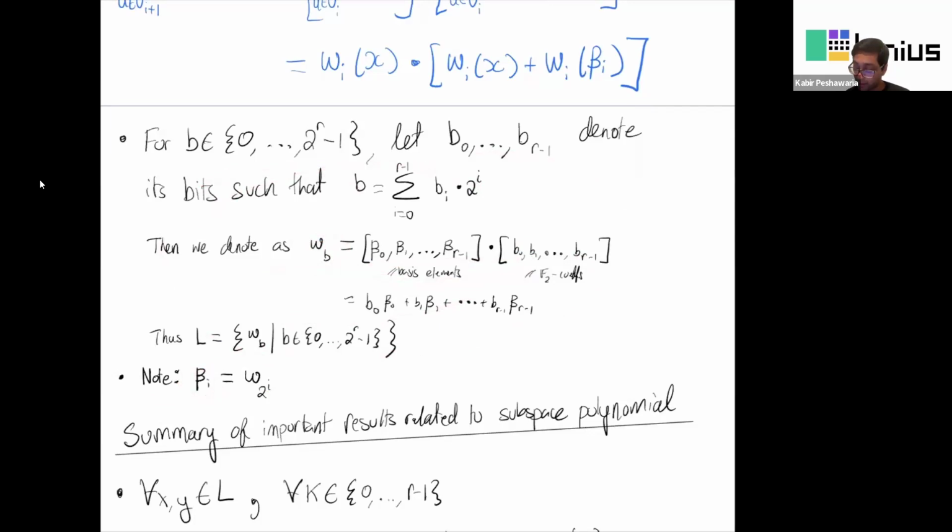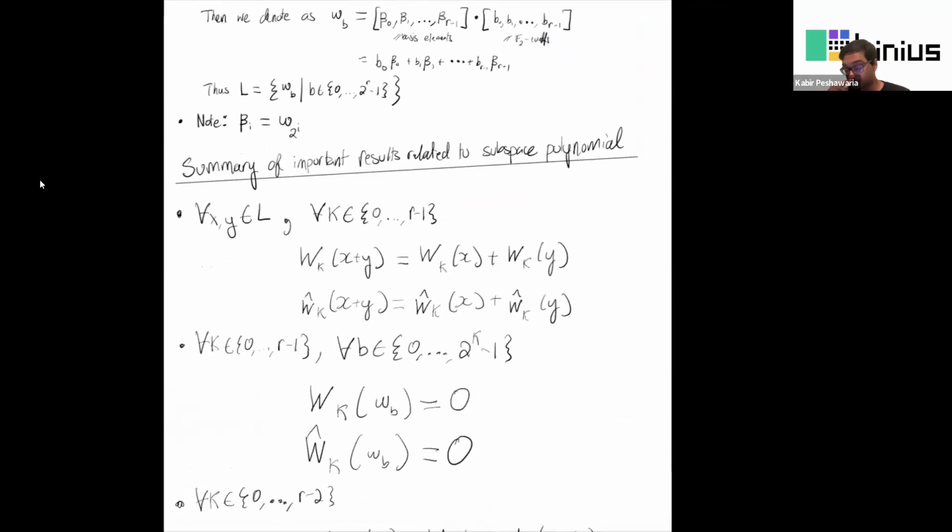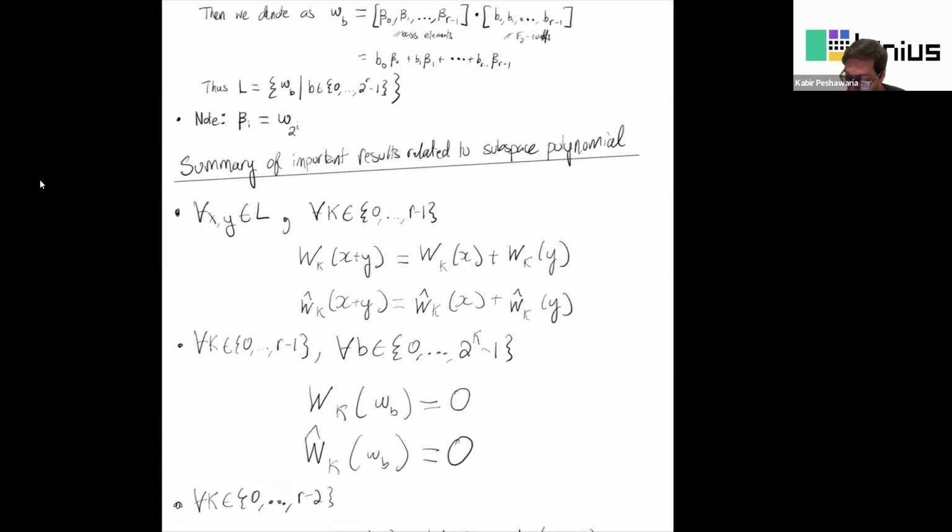Cool. And now we will summarize some important results related to the subspace polynomial. For all pairs of elements x, y in L, pick any of the subspace polynomials. It is linear, right? So it's a linear map, which means that this is equal to this. Since it's an F2 linear map, that means that this property holds. Normalizing it, dividing out by some constant, doesn't actually change the fact that it's linear.